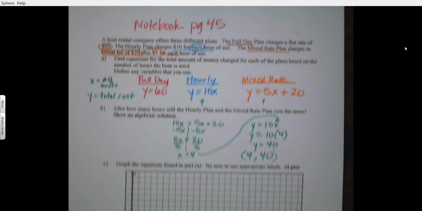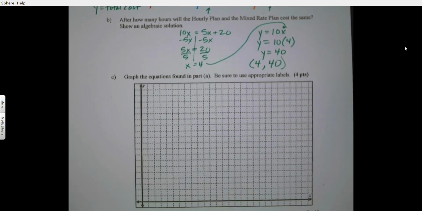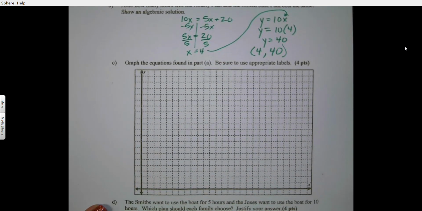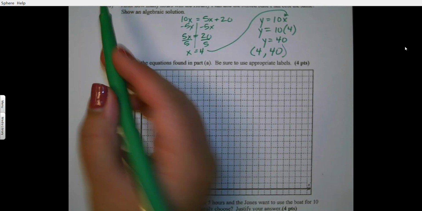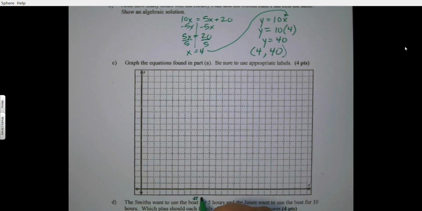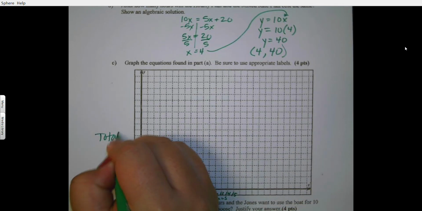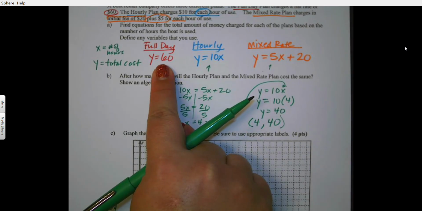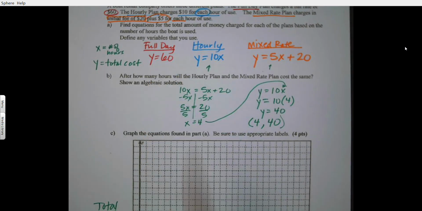Okay, I'm moving down, and I'm going to graph my lines, labeling appropriately. My X, it tells me right here, my X is the number of hours. I'm going to label 1, 2, 3, 4, 5. I'm just going to count by ones, and I'm going to go to 15. Keep going if you want. Total cost. I need to look at my equations. I know I have to have a 60, but my max number is 60.